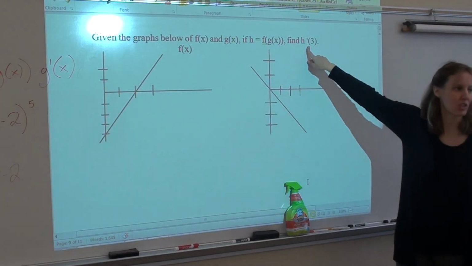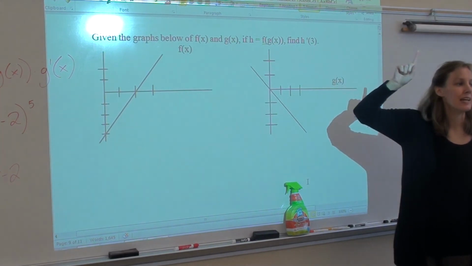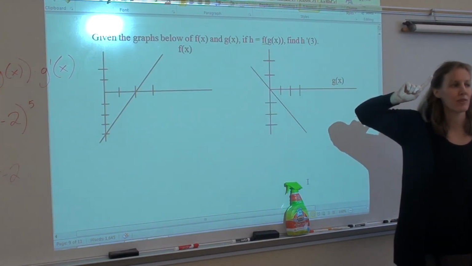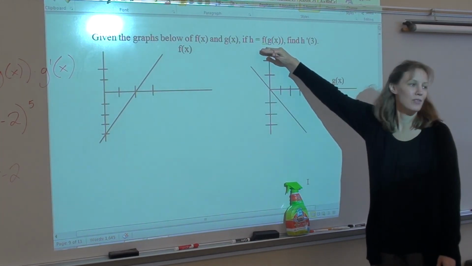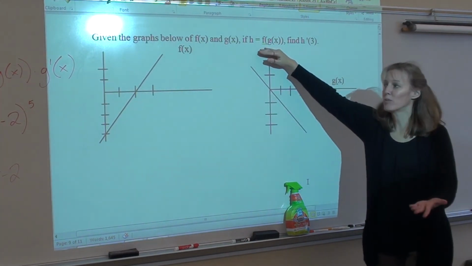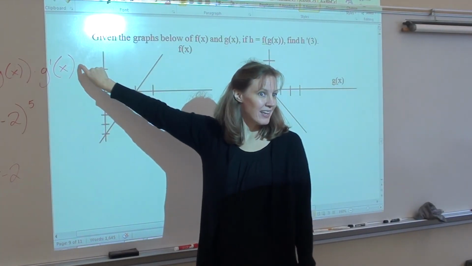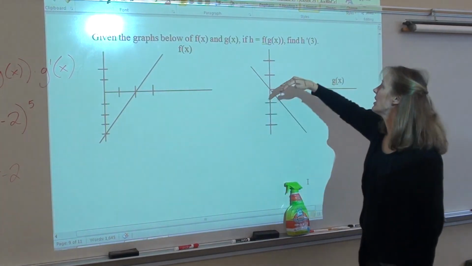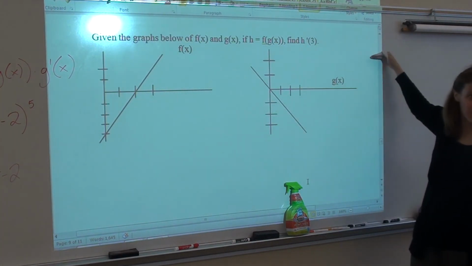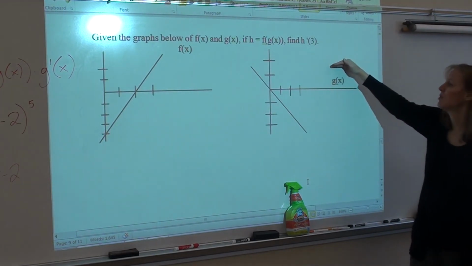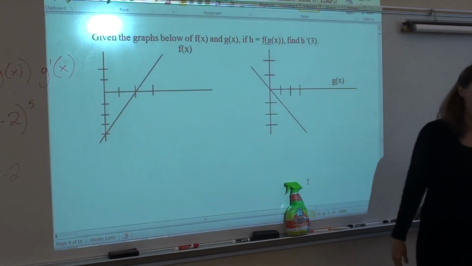Now h is f of g of x. In order to find h prime of 3, I first have to find h prime of x. Using, hey, what rule could I use? Chain rule. So I want you guys to find h prime of x, then write out what h prime of 3 would be, and then see if you can figure it out from the information on the 2 graphs. In your groups, go.